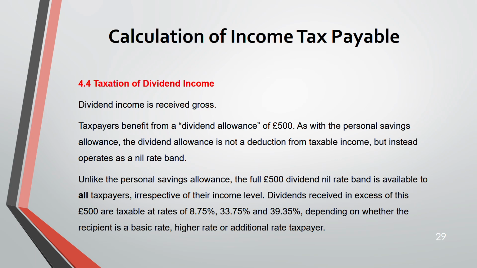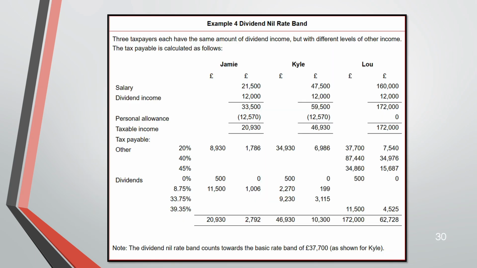But dividends in excess of 500 will be taxed at the normal rate. 8.75%, that is basic rate. 33.75%, that is higher rate. 39.35%, that is additional rate. Now, so we will move on to example 4. Two questions we'll be doing for dividend income. So let us start with example 4.